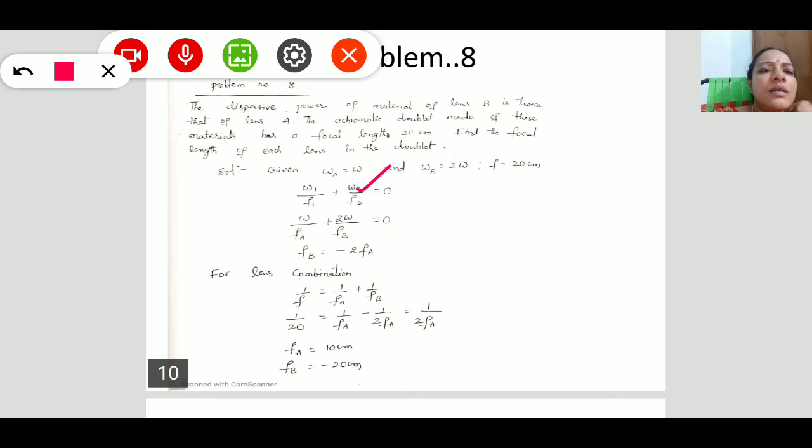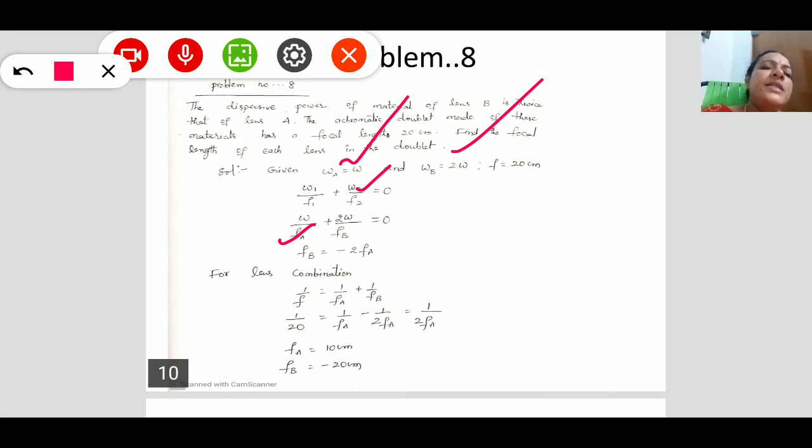See here, omega 1, or omega A, is the dispersive power of the first lens, say omega. Automatically the dispersive power of the second lens becomes twice, that is 2 omega. Similarly the focal length f is equal to 20 centimeters. On substituting, omega by fa, in the place of f1 we are writing fa. Next, omega 2 means 2 omega by fb is equal to 0.